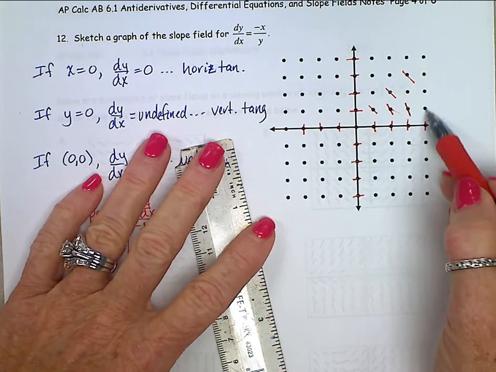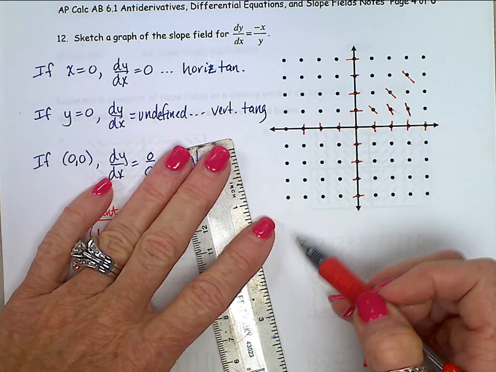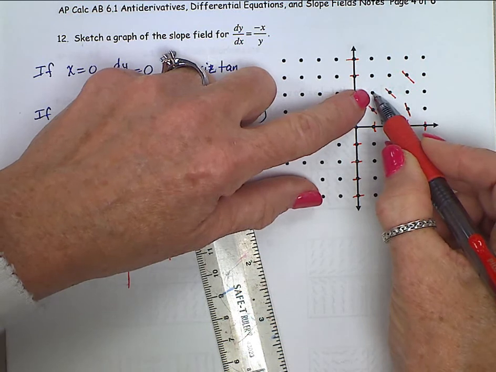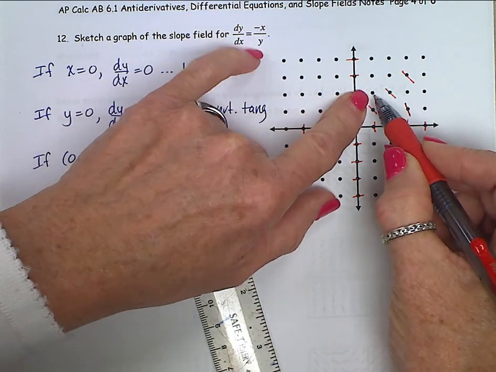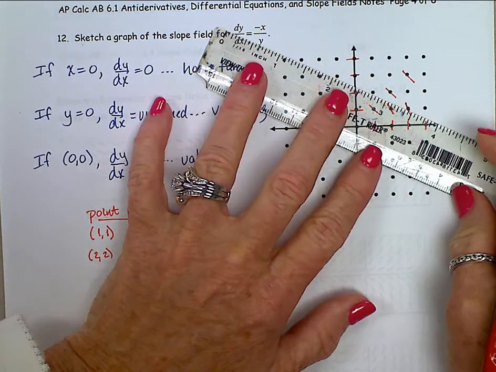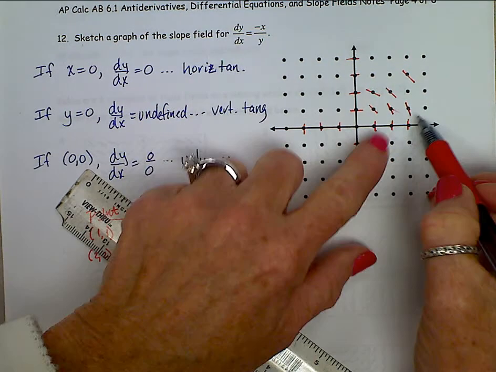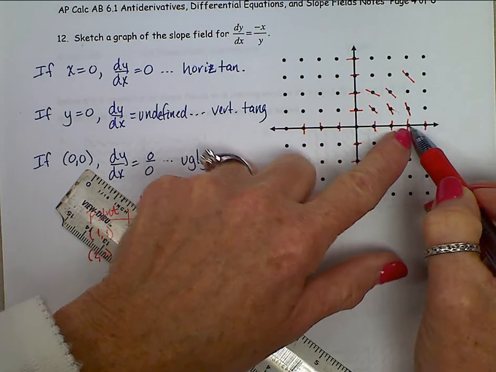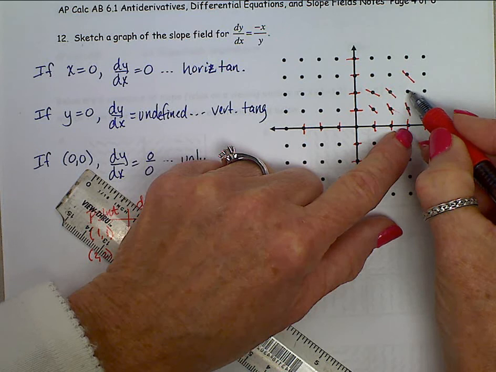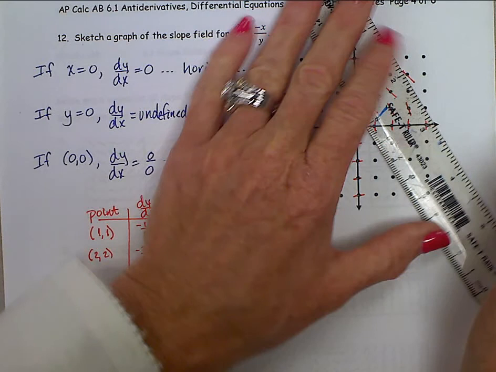Negative 4 slope's going to be a little bit steep, so we're just going to stay within this box here of 3 by 3. Looking at this point, that's (1, 2), so the slope will be negative 1 over 2, so negative a half, down 1 over 2. And this one, that point is (3, 2), so that slope is going to be negative 3 halves. So down 3 and over 2. We're going to have to estimate there to get that one.